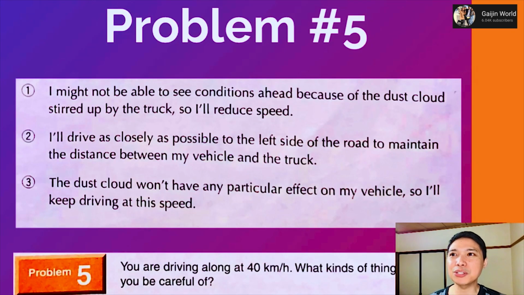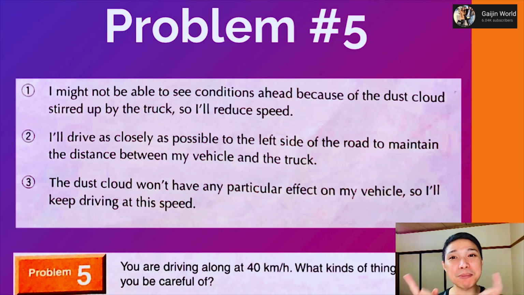Let's see. Okay, so number 1, I might not be able to see conditions ahead because of the dust cloud steered up by the truck, so I will reduce speed. Number 2, I will drive as closely as possible to the left side of the road to maintain the distance between my vehicle and the truck. Number 3, the dust cloud won't have any particular effect on my vehicle, so I will keep driving at this speed. So ayan guys, bibigyan ko kayo ng 3 seconds para sagutan yung mga questions na yan.